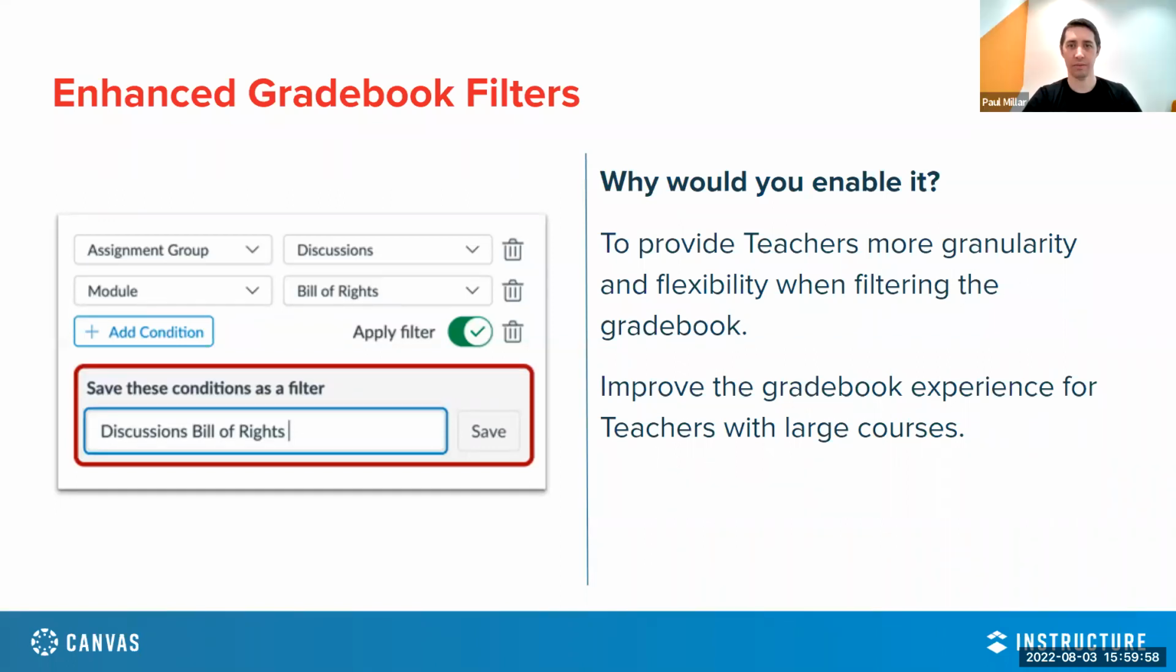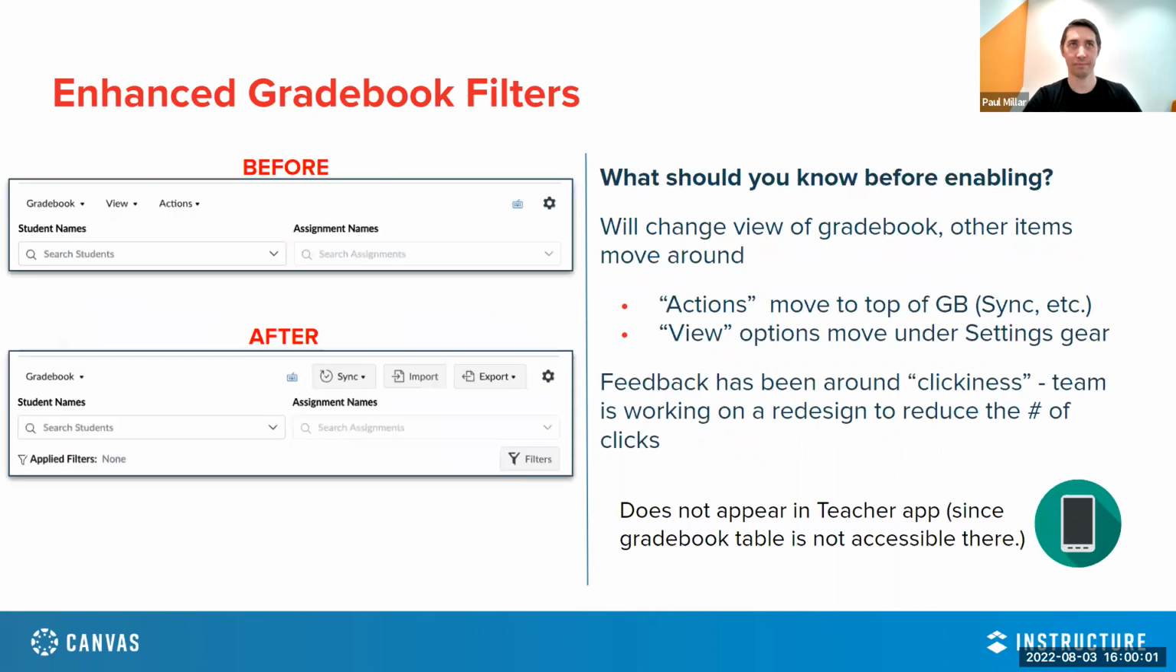Next slide. Just some things to know before you do enable it. You'll see the before and after screenshots that we've got here. You'll notice that the view and the actions tabs, if you do enable the enhanced gradebook filter, will move to a different place. Essentially they'll be under the settings tab as well as the sync tab. So they haven't completely disappeared or anything. They've just been rearranged and moved elsewhere. And it also does not appear in the teacher app.